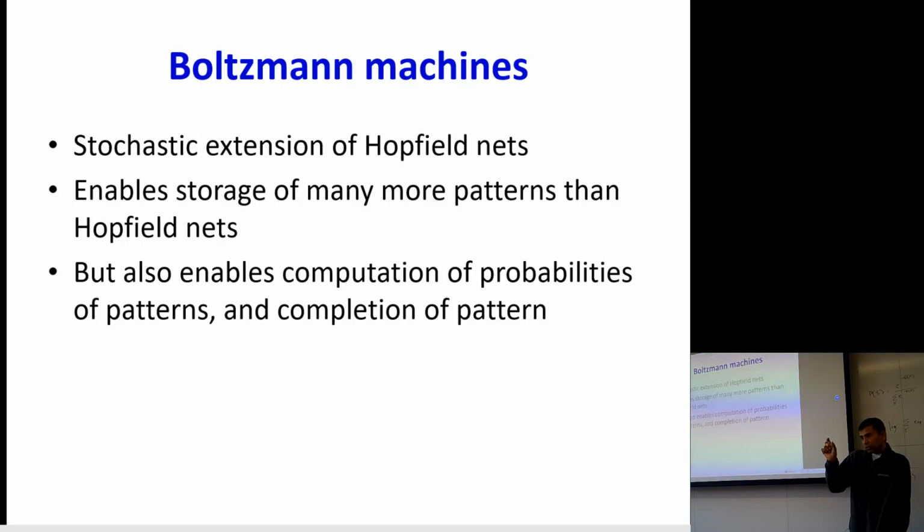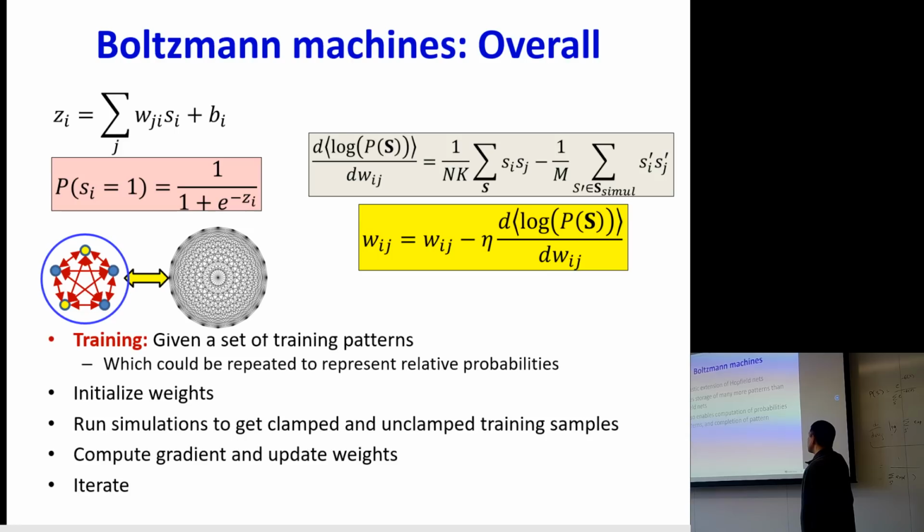So remember, the Boltzmann distribution is only looking at the interactions of pairs of units. If you use a different definition of energy, you could be looking at interactions of triplets or other kinds of cliques of units. And the whole thing sort of generalizes to a standard belief network kind of structure. But anyway, Boltzmann machines are stochastic extensions of Hopfield nets, enable storage of many more patterns than Hopfield nets, but also enable computation of probabilities of patterns and completions of patterns.